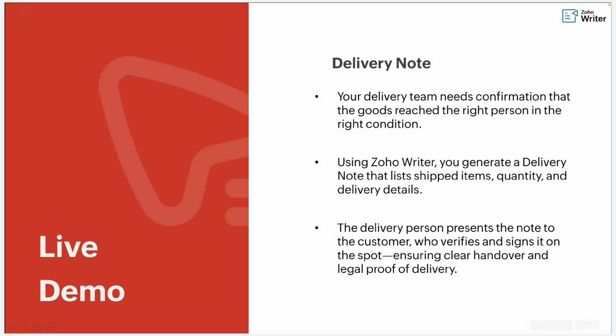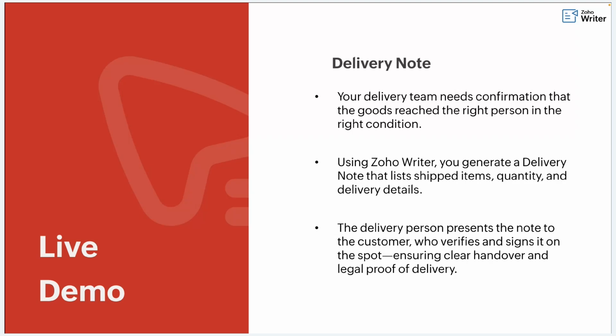Well, in Writer, you can generate a delivery note that includes all the shipment details like item list, quantities, delivery address, and more. This information can be directly pulled from your data source as well. The delivery person can present the note to the customer on a tablet or as a printout. The customer reviews the information and signs it on the spot, either digitally or on paper. This serves as a record, and a clear handover and legal proof of delivery can be done.